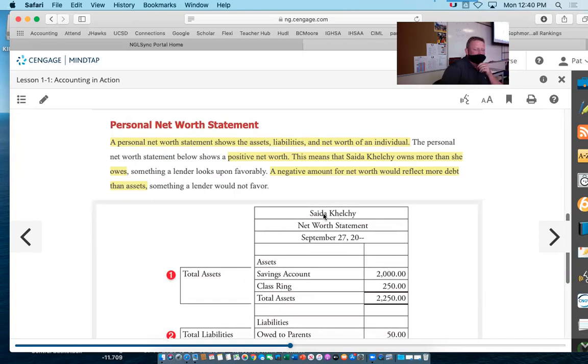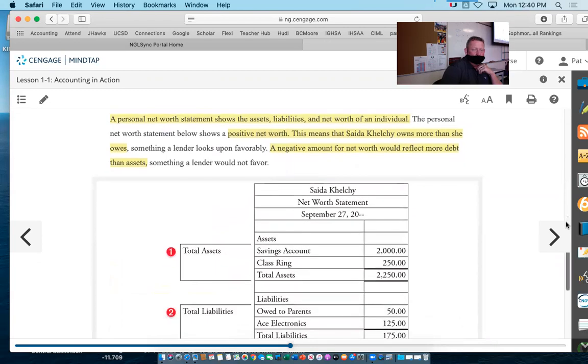We have this form where it's going to show either positive or negative net worth, based on whether they have more assets than liabilities. A negative net worth would mean they have more debt than assets. That would be bad. And if you're a bank, you wouldn't loan money to somebody like that, right? It'd be bad for your company to give out loans to people who can't pay them back.